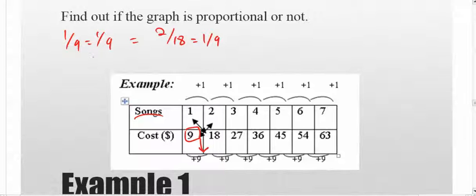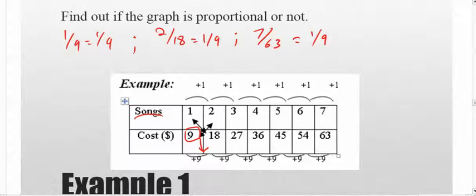Wait, I should probably put this sign instead to show that it's separate. And then you could just pick any, so like 7 divided by 63 equals 1 divided by 9. So all of them equal 1 divided by 9. But you could also use cross multiplication to do it.